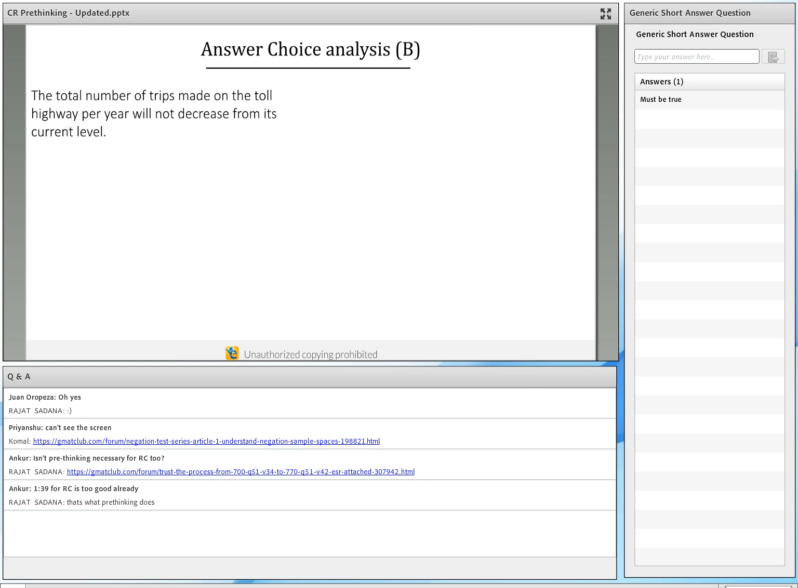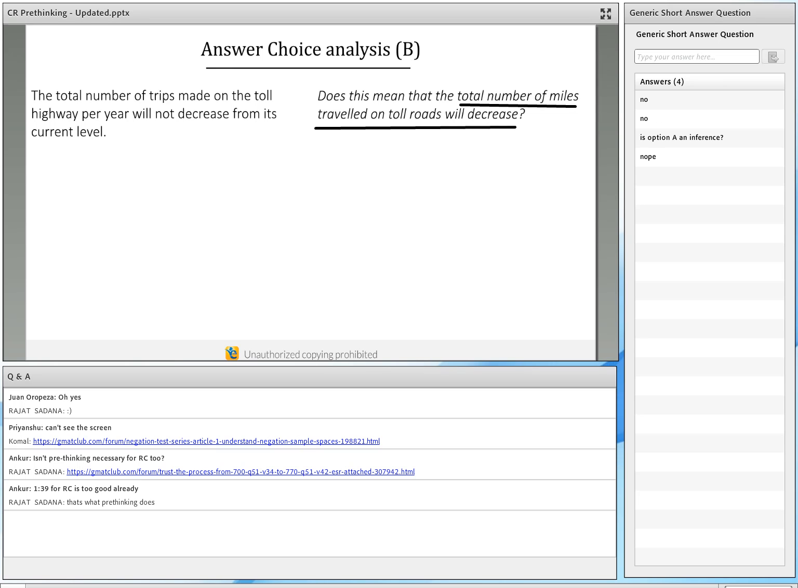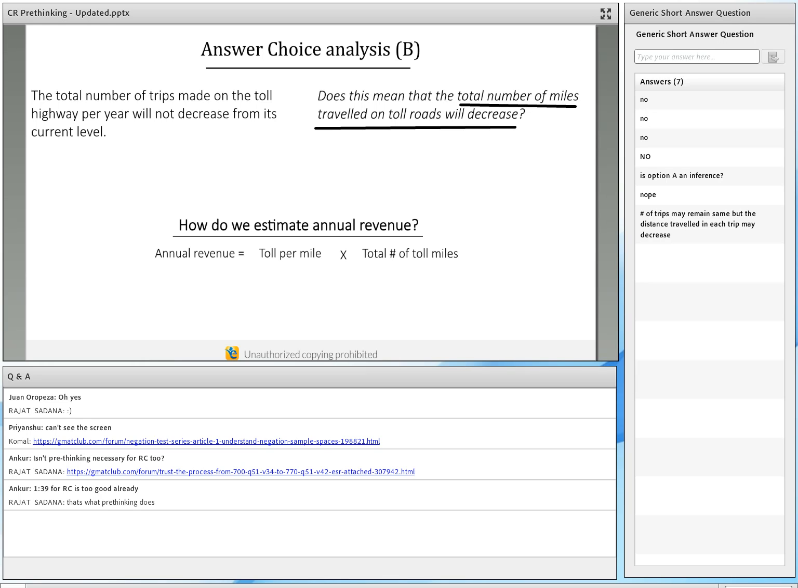Choice B says the total number of trips made on the toll highway per year will not decrease from its current level. Okay. The question that you have to ask is, does this mean that the total number of miles traveled on toll roads would decrease? Does it mean that? Can you answer this with a yes or no? No, it doesn't mean that. Okay. So then is that a must be true?